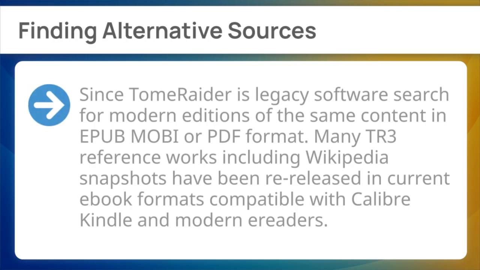Finally, finding alternative sources. Since TomeRaider is legacy software, search for modern editions of the same content in EPUB, MOBI, or PDF format. Many TR3 reference works, including Wikipedia snapshots, have been re-released in current ebook formats compatible with Calibre, Kindle, and modern e-readers.